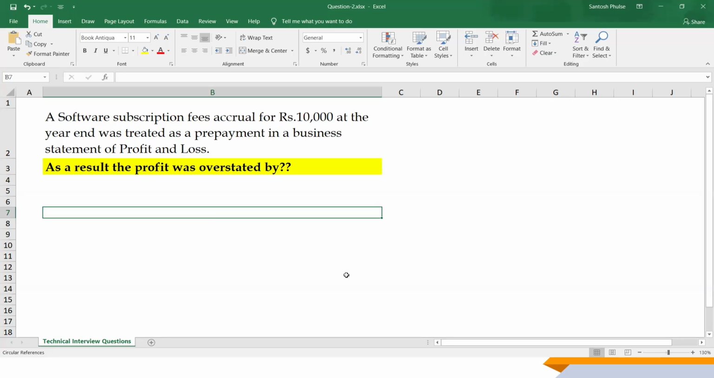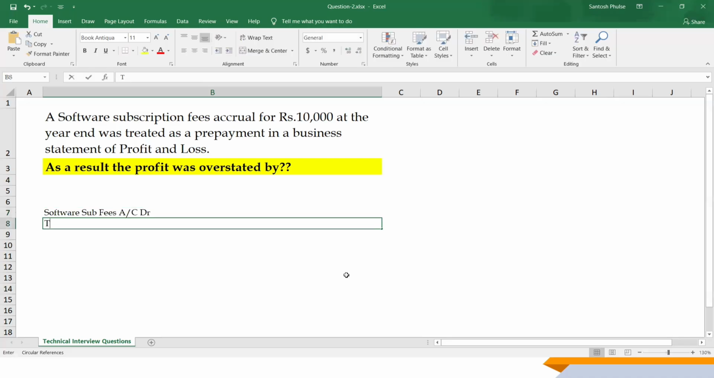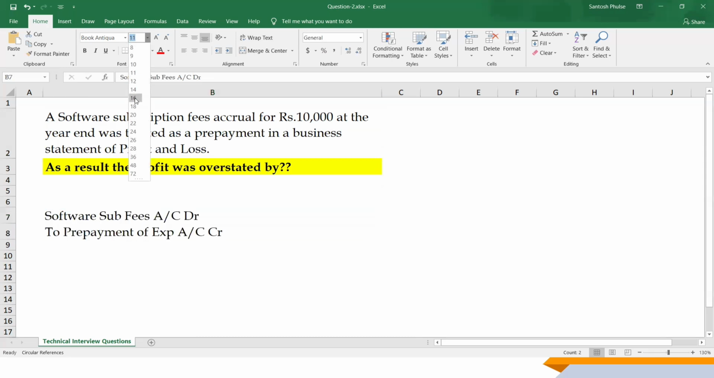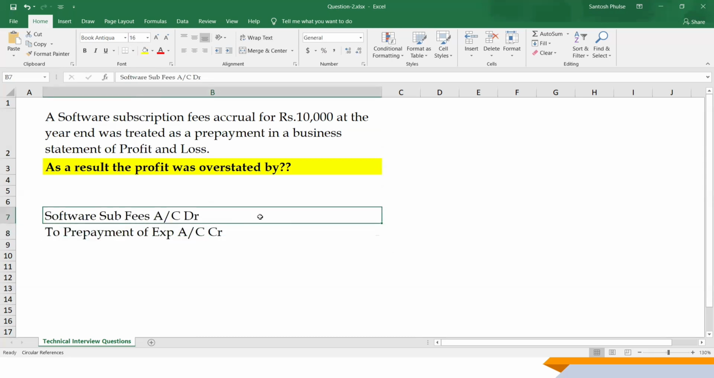The expense was treated as a prepayment. So first we have to take the rectification entry for that. It is going to be your software subscription fees account, we have to debit, and prepayment of expenses account credit. So first we have to debit our software expenses, software subscription fees, and credit prepayment expenses.